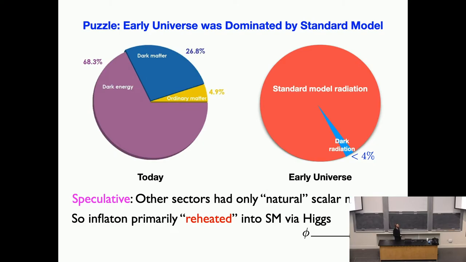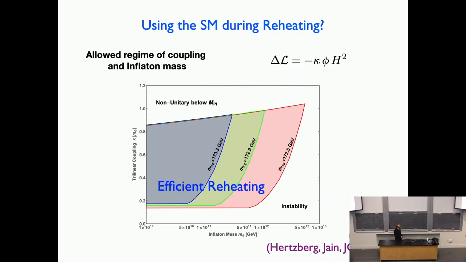So I don't have time to go into the details, but you can compute various bounds on what these parameters should look like to efficiently reheat our universe. Depending on the value of the inflaton mass and the strength of the coupling, in some regime you can have an instability take place, in some regime the theory messes with unitarity, but there's a big plausible parameter space in which things work out just right.